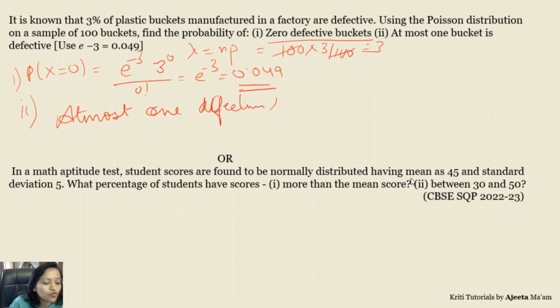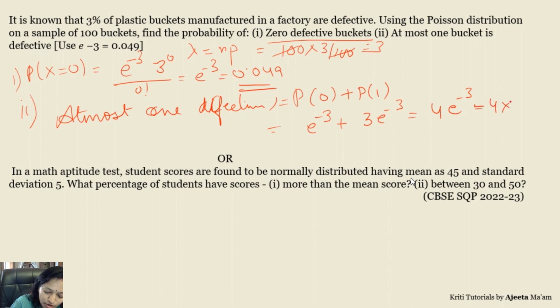Maximum. So what cases will we have? The cases we will have are only 0 and 1. Okay, so for 0 we have e raised to minus 3, and for this what we will have? This. So 4 into e raised to minus 3. So we get 4 into 0.0049. So 6910. Right? So 1.96. So almost 2 buckets will be defective. It's like this. Clear to all?